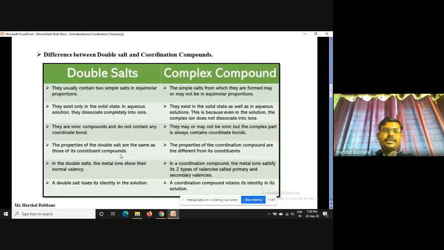The next point: in the double salt, the metal ion shows its normal valency. Obviously, a metal ion can show its normal valency, but the same is not possible here. We have two types of valency, the primary as well as the secondary valency, which we will discuss in coordination chemistry. Next point: the double salt loses its identity in solution.